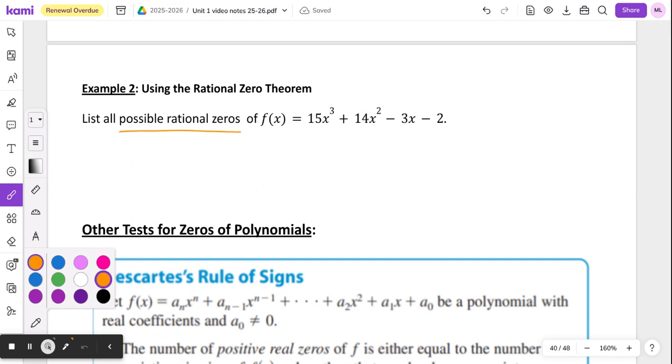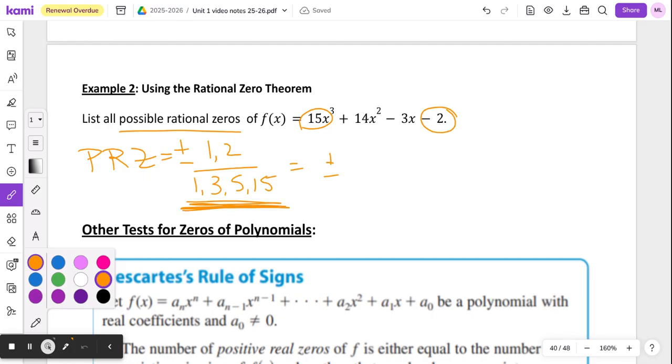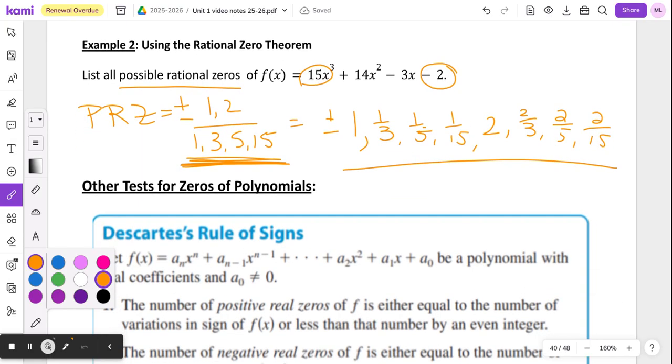All right, so let's list all the possible rational zeros here. So PRZs, positive and negative always. Factors of the constant term, so 1 and 2. Factors of the leading coefficient, 1, 3, 5, and 15. So our PRZs, this is going to be a bigger list, and I have to divide by all of these in the quotient. So 1 divided by 1, 1 divided by 3, 1 over 5, 1 over 15, and then go back through with the 2. 2 divided by 1, 2 divided by 3, by 5, and 15. So there's a lot more in this list.